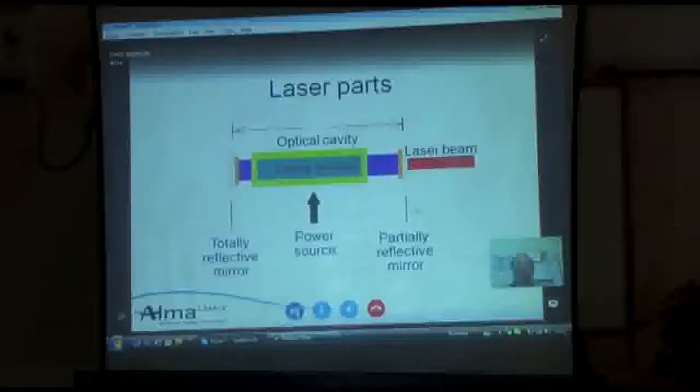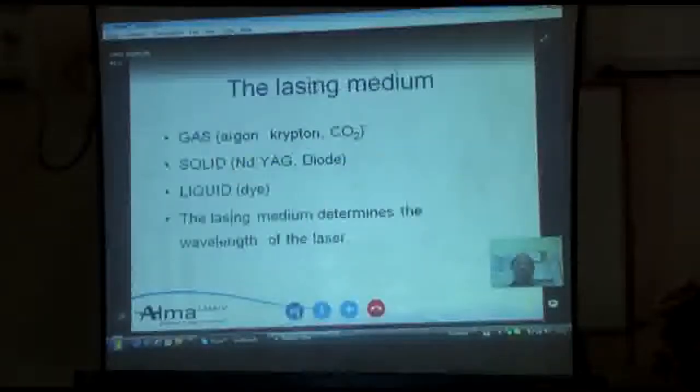You can see here the optic cavity, the laser beam, the partially reflecting mirror, the power source, and the totally reflecting mirror. The lasing media are important to realize, and they are divided into three parts: gas, solid, and liquid. The gases are typically argon or krypton or CO2.